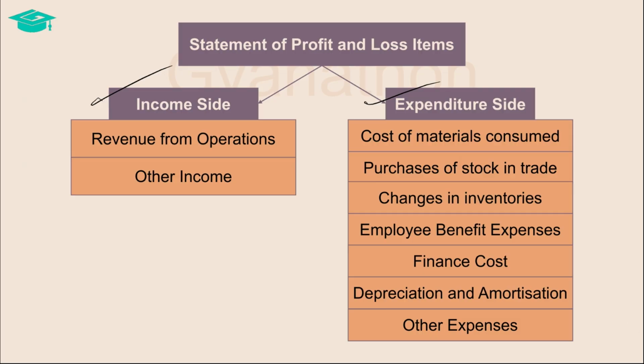The major items under the income side are revenue from operations and other income, whereas the major items under the expenditure side are cost of materials consumed, purchases of stock in trade, changes in inventories, employee benefit expenses, finance cost, depreciation and amortization, and other expenses. Let us see each of the items under the income side and the expenditure side in detail now.